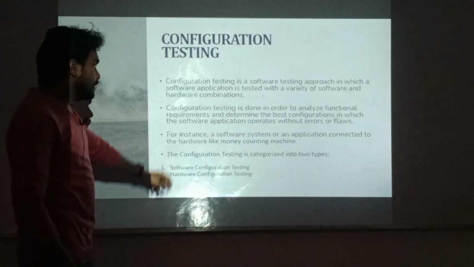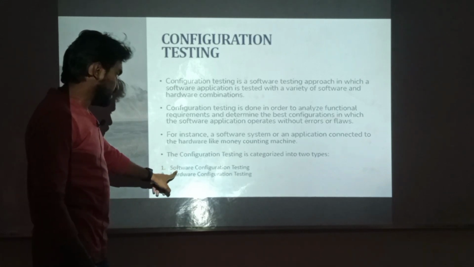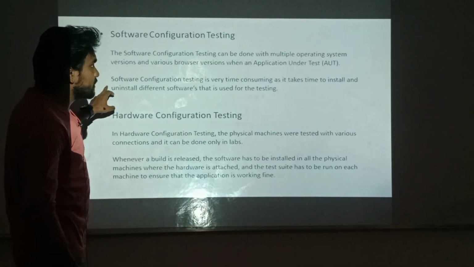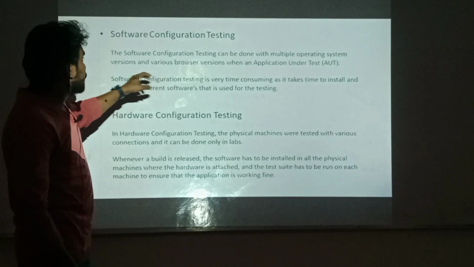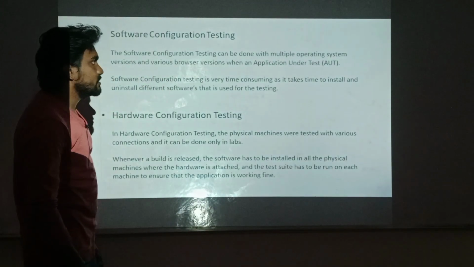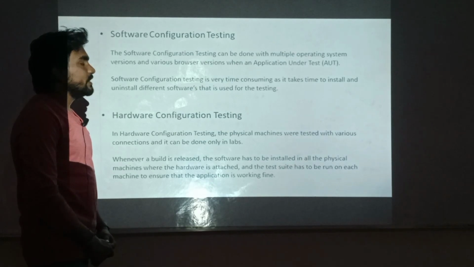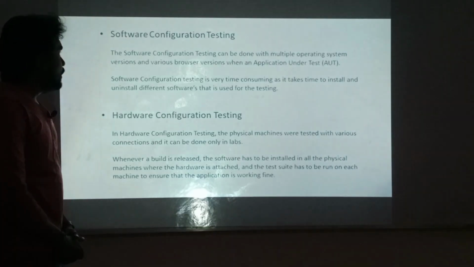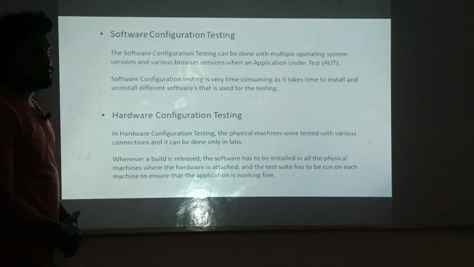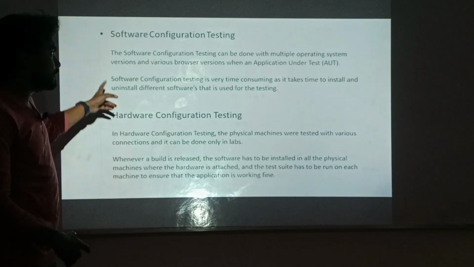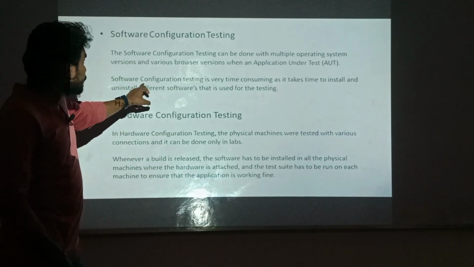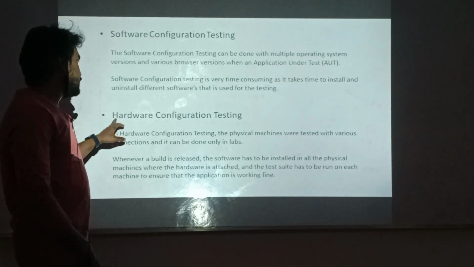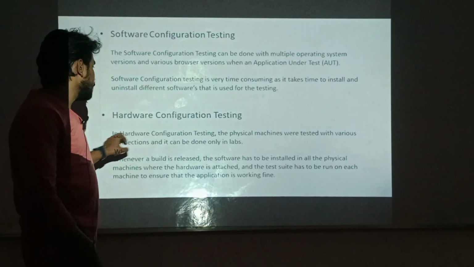There are two types of configuration testing: software configuration testing and hardware configuration testing. In software configuration testing, the testing can be done with multiple operating system versions and various browser versions. For example, if you take an operating system like Windows and browsers like Google Chrome, we will test that combination. Software configuration testing is a very time consuming process because we have to install and uninstall them while testing.